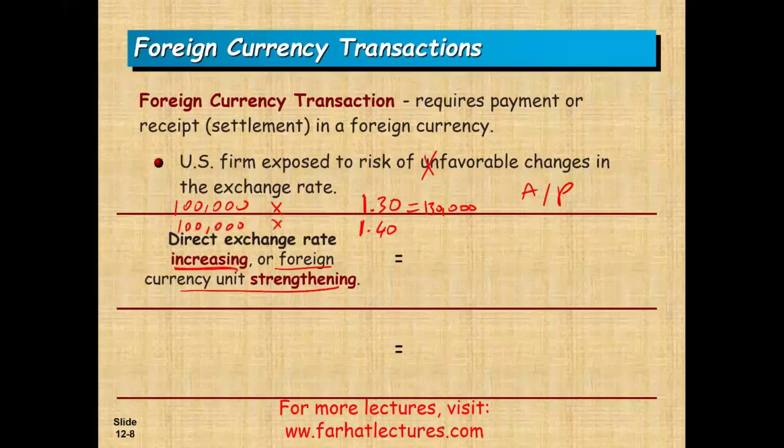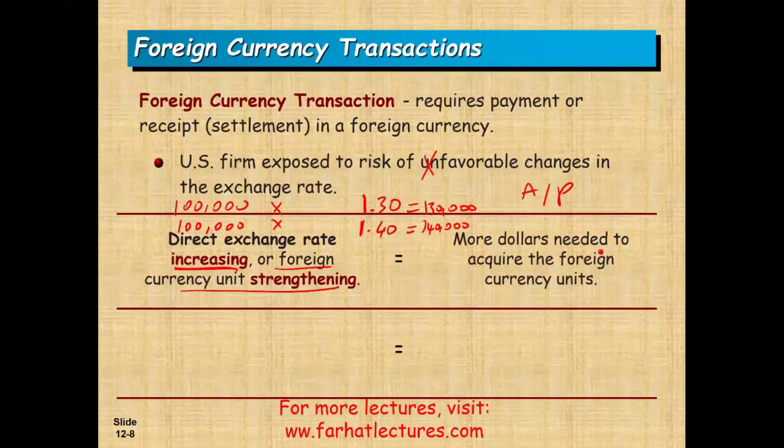Okay, 100,000 times 1.40. Now your payable is $140,000. Well, it means more dollars needed to acquire the foreign currency. What happened is the foreign currency strengthened. Instead of $1.30, you need $1.40. Then what happened is you have to come up with more dollars. What does that mean? It means you are at a loss.